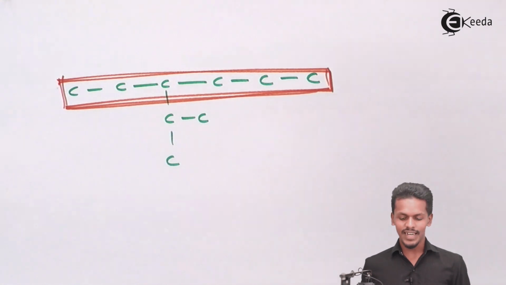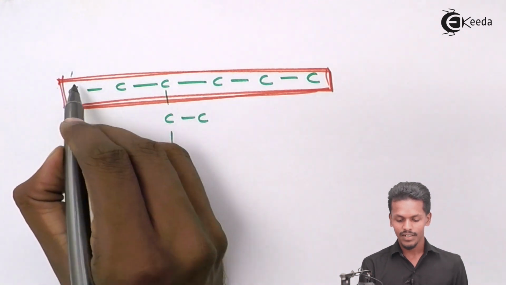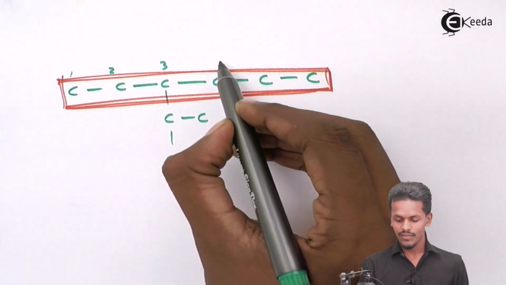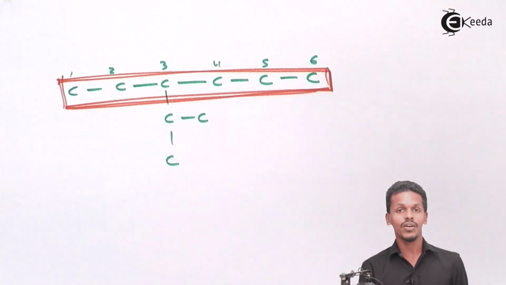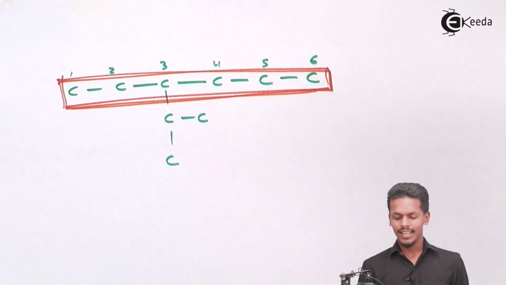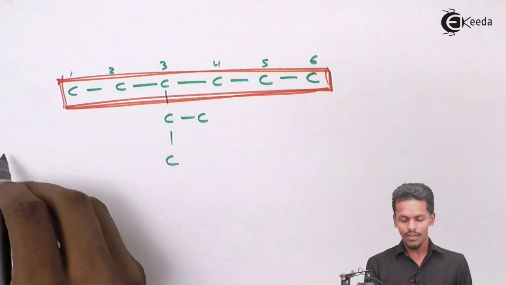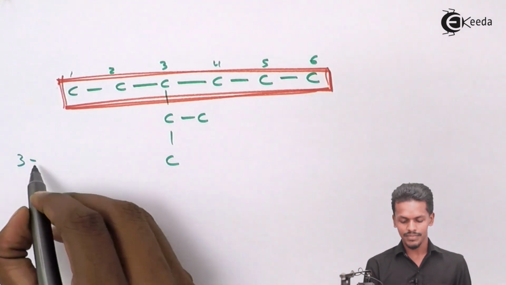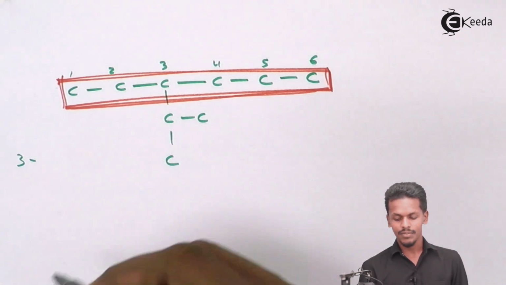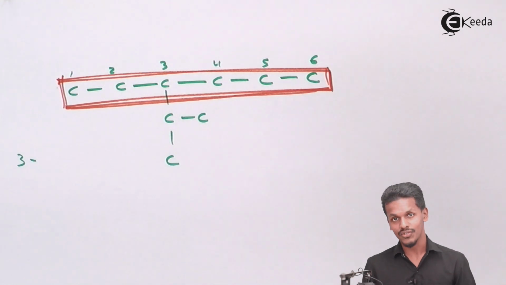But I have observed that we could see a branch when I am numbering from left to right. So suppose this is carbon number 1, this is 2, 3, 4, 5 and 6. I could observe that the third carbon atom is having a branch. So if I number it from left to right, on third I am getting a branch. And what happens if I choose another method to decide the longest chain?